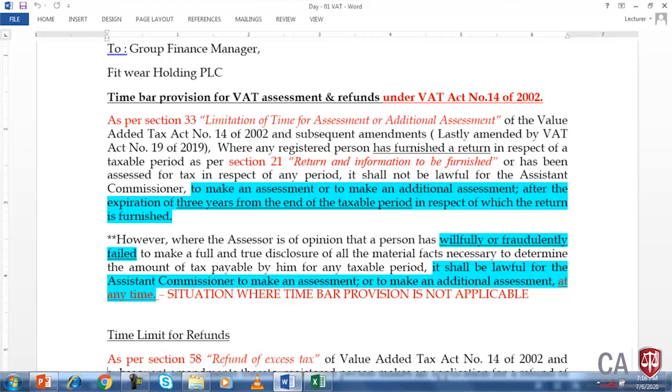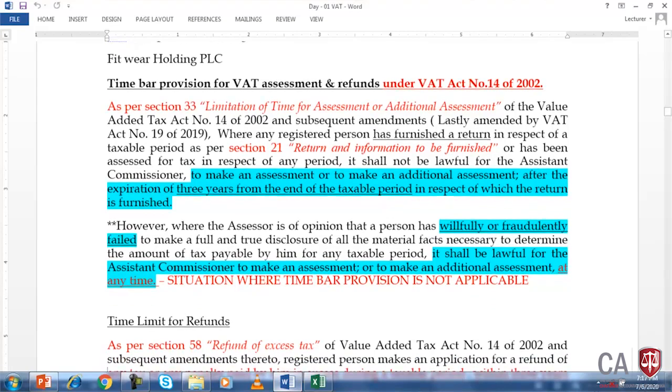Then if you have not filed the return on or before the due date, the assistant commissioner can raise an assessment or additional assessment for any given period, because you have not complied with section 21 of the VAT Act. Then what is the period? It's 3 years ending with the end of the taxable period. Now this is a highly theoretical area.